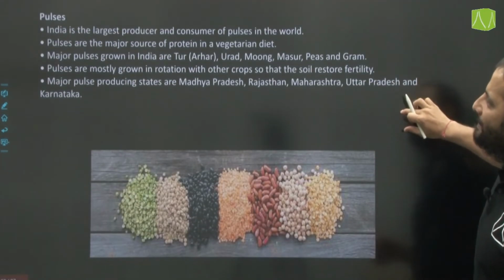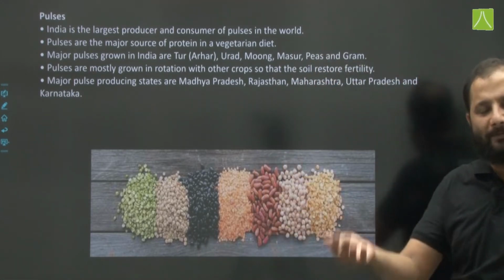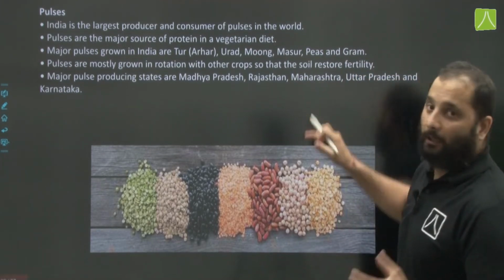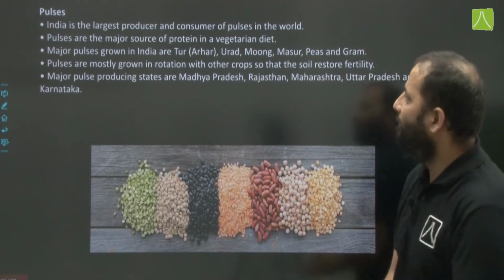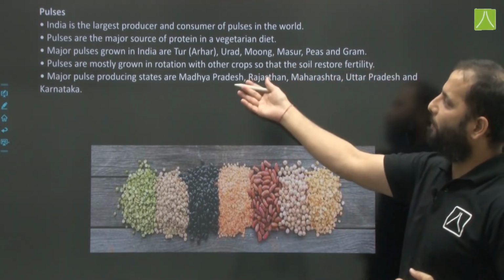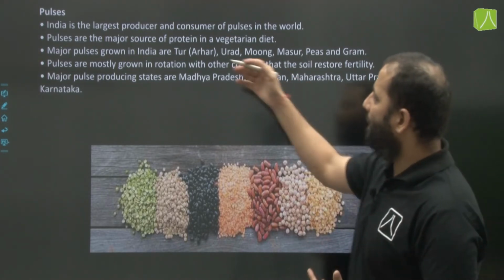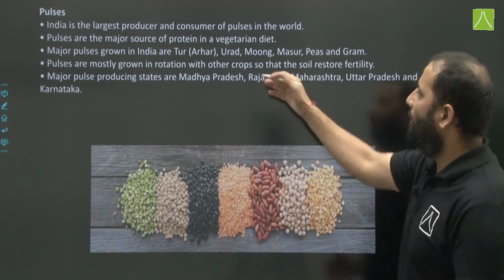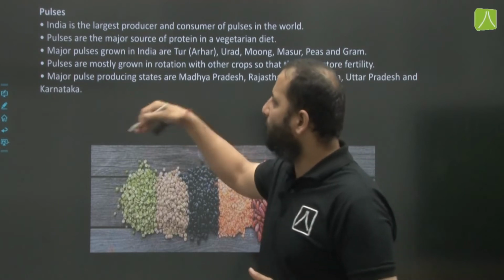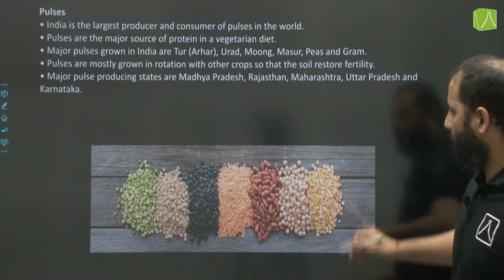Okay. Next is your pulses, dal. India is the largest producer as well as consumer of pulses, because most of the people here are vegetarian. Pulses are the major source of protein in a vegetarian diet, and major pulses are tur, urad, moong, masoor, peas and gram. Pulses are mostly grown in rotation with other crops, so the soil may restore its natural fertility. Major pulse producing states are Madhya Pradesh, Rajasthan, Maharashtra, Uttar Pradesh and Karnataka.